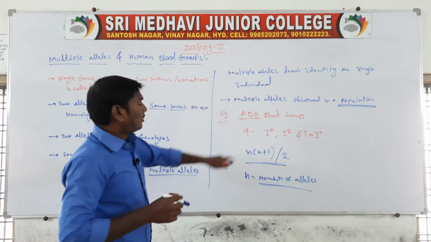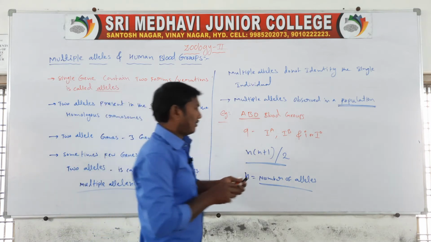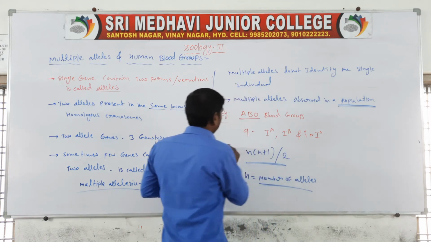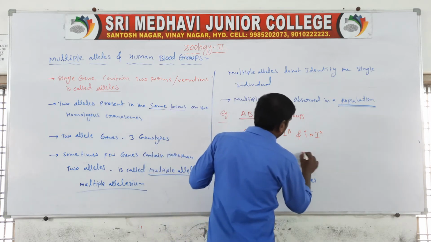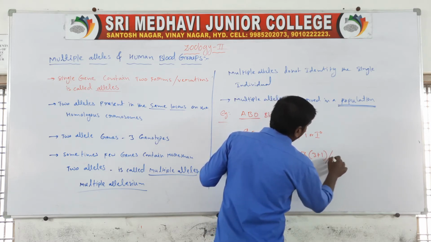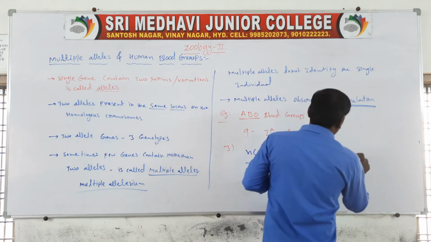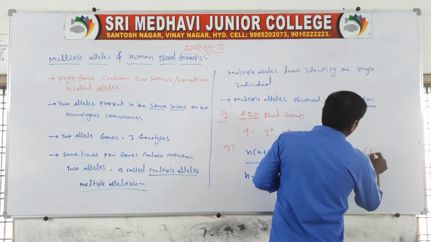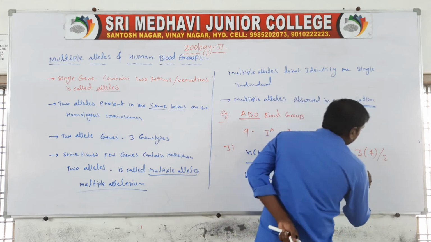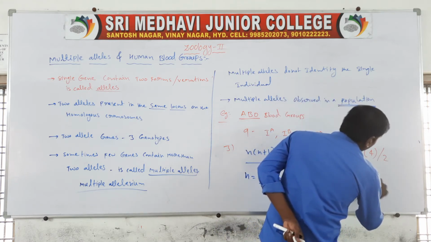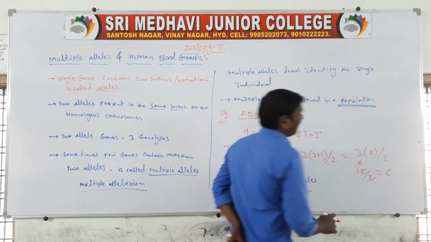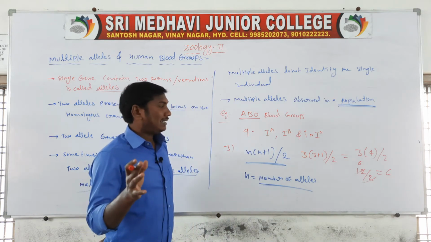For example, the ABO blood groups have 3 alleles, so n is 3. That gives 3 into 3 plus 1, which is 3 into 4, equal to 12, divided by 2, equal to 6 genotypes. The human beings contain 6 genotypes.